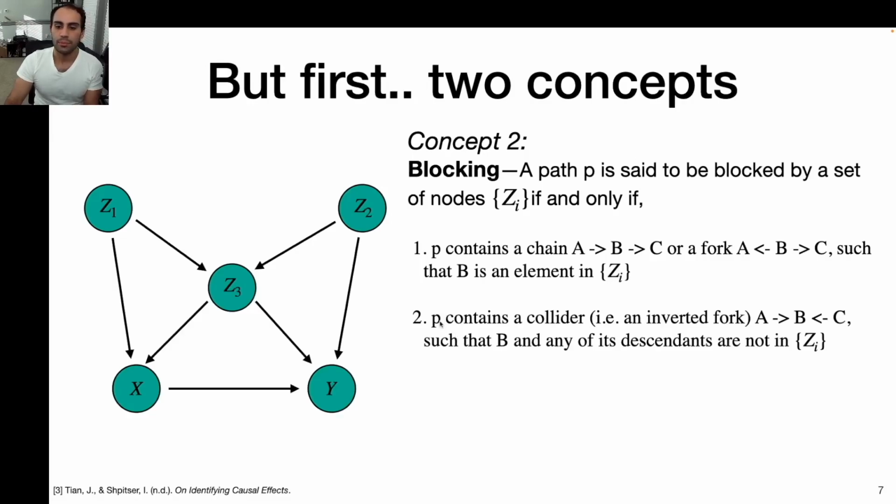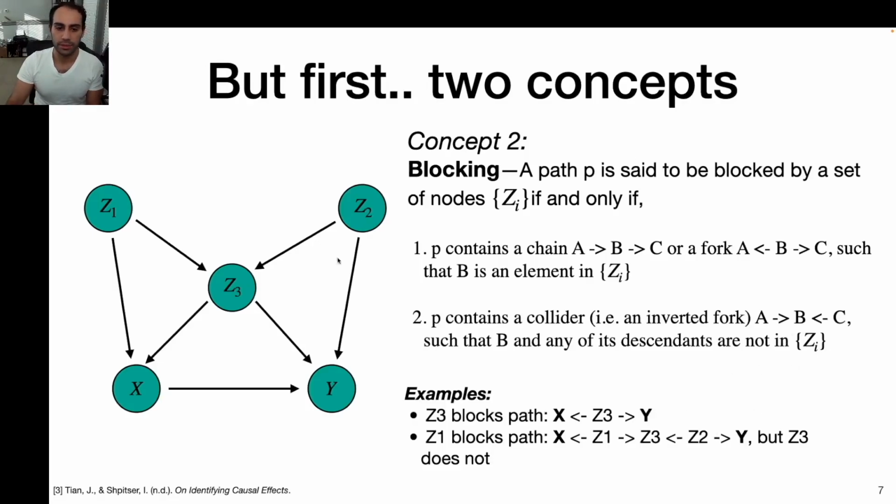The second point is that P contains a collider, or in other words, an inverted fork, such that B and any of its descendants are not in Zi. This point is a little less intuitive, at least it was for me when first learning about this. The way to think about this is that A and C in an inverted fork are statistically independent. However, if we condition on B, we generate a statistical dependence between A and C. This is also known as Berkson's paradox. So basically, all this second point is saying is that we are not creating a statistical dependence between A and C by conditioning on B or including it in our set Zi.